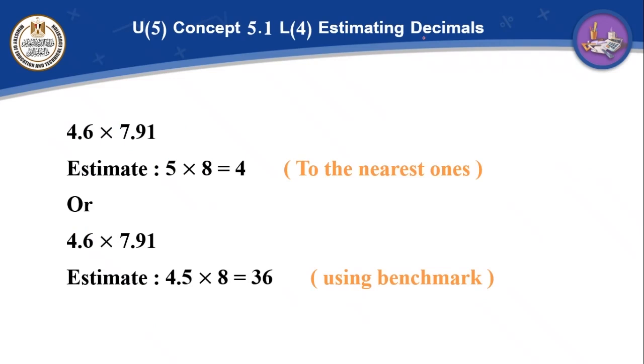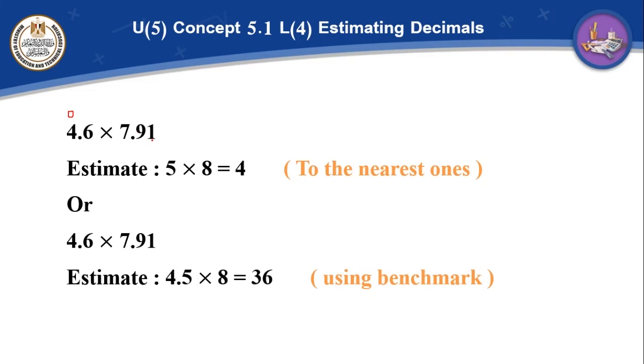Lesson 4, estimating decimals. How can we estimate decimals? 4 and 6 tenths multiplied by 7 and 91 hundredths. If we estimate, 4 and 6 tenths will be 5. Why? Because the digit at the tenths place value is strong. So 4 becomes 5, since 6 is strong, and 4 is incremented by 1. We estimate to the nearest ones here.